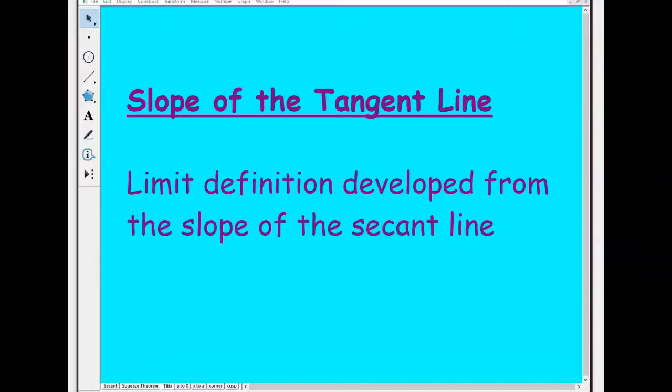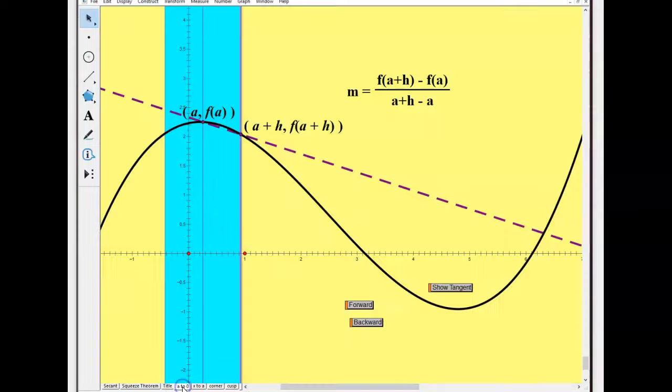This is a video from Math 120, section 2.6. We're going to talk about the slope of the tangent line. This is a really important concept in calculus. Most of the rest of the semester is about the slope of the tangent line. The limit definition is developed from the slope of the secant line. So let's take a look at some pictures of what that looks like.